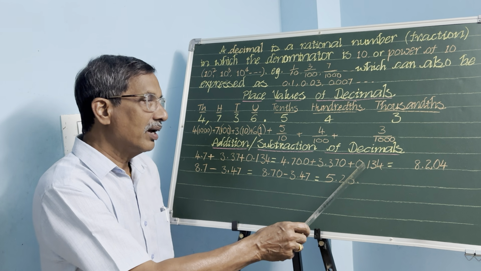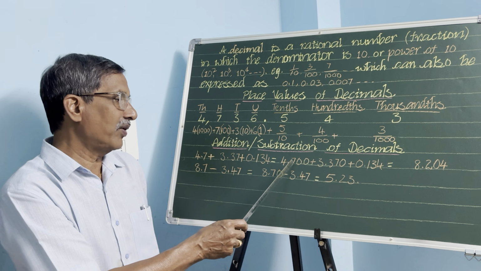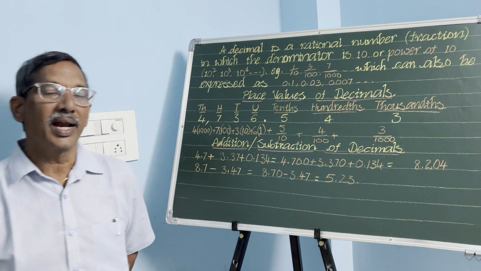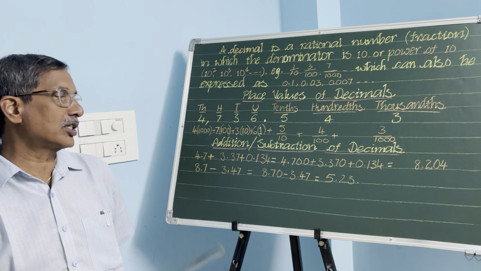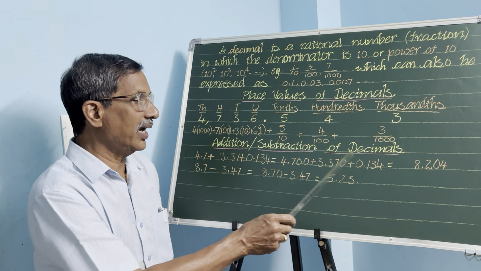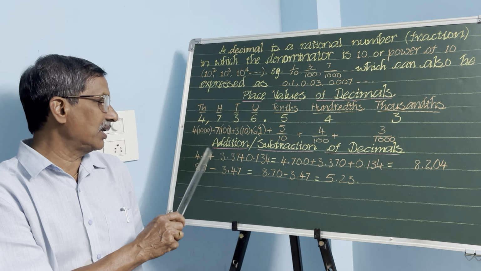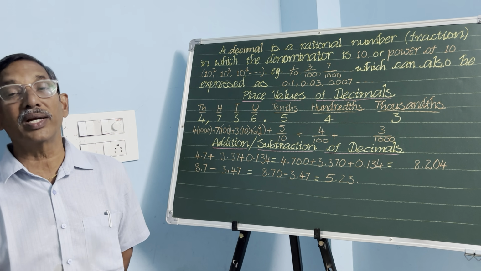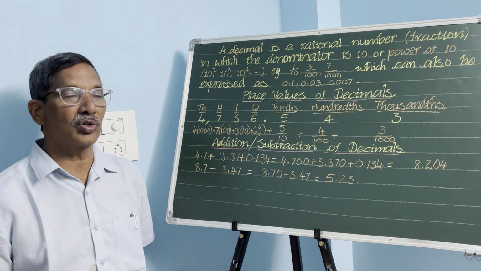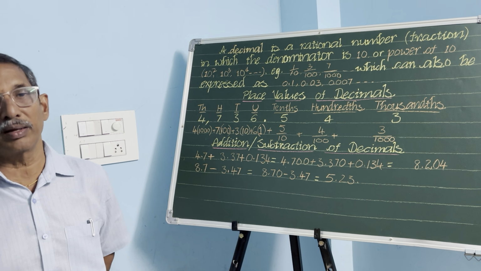So 1 plus 1, 2, 2 plus 3, 5, and 5 plus 7, 12. So 2 is written here, and 1 is carried to the next place. So 1 plus 4, 5, 5 plus 3, 8, 8 plus 0, 8. So when we add 4.7, 3.37 and 1.34, we get 8.204. This is the way we add any number of decimal numbers.